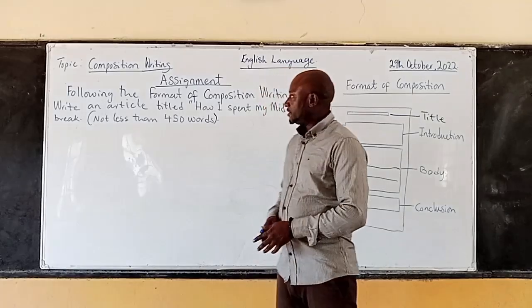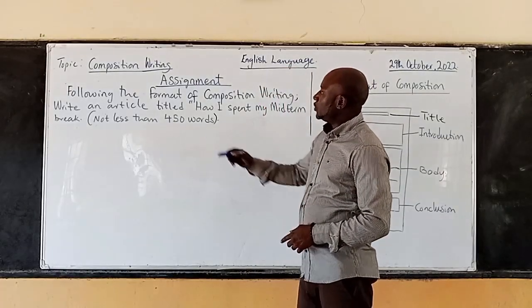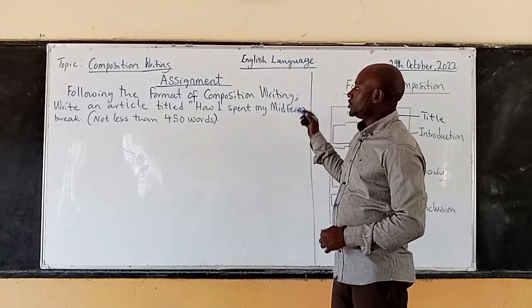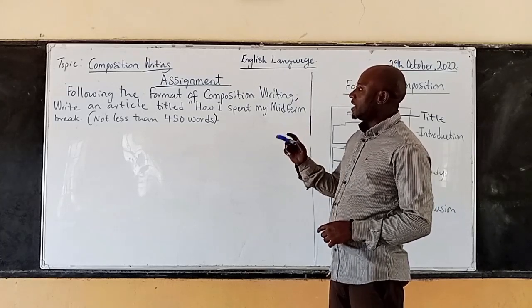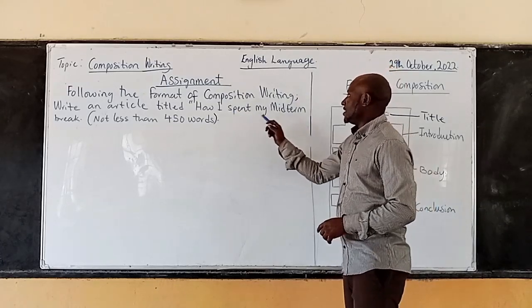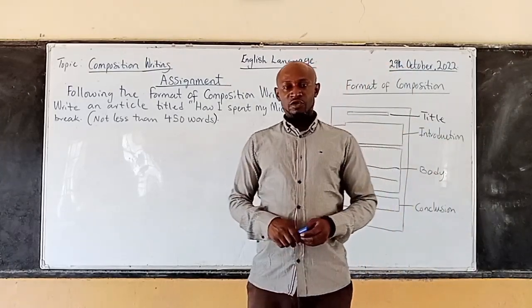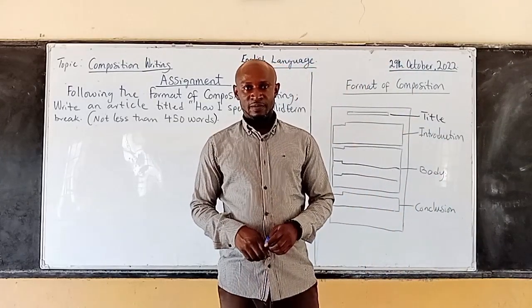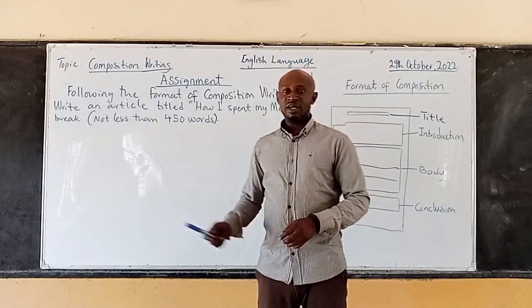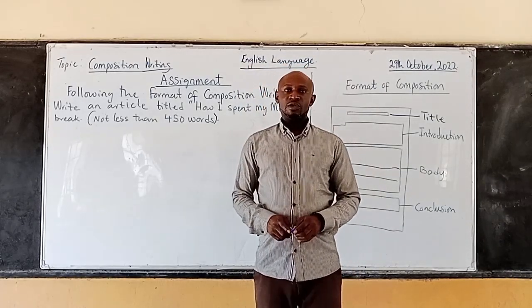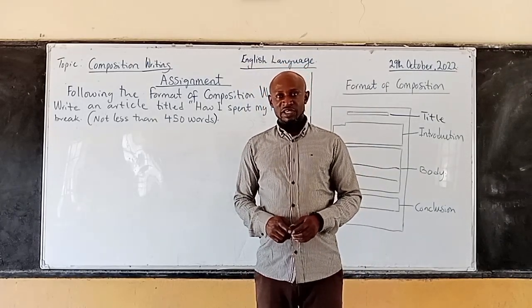So, for your assignment, I will need you to follow the format of composition writing and write an article titled How I Spent My Midterm Break. It shouldn't be less than 450 words. That is the required number of words for the Senior Secondary School Certificate Examination.